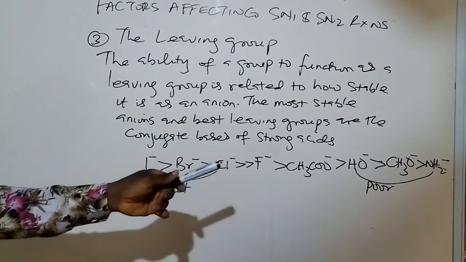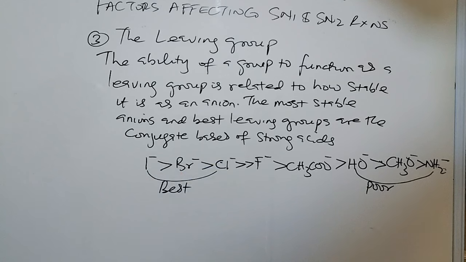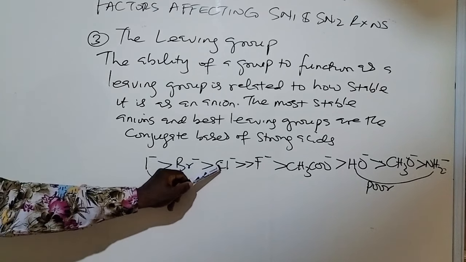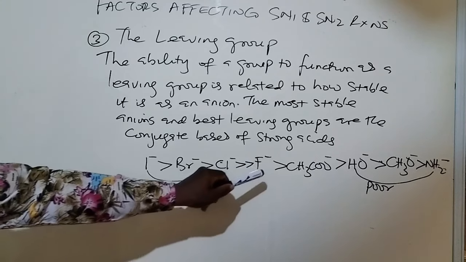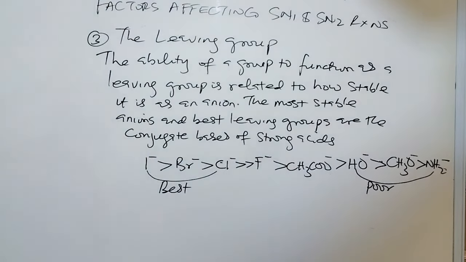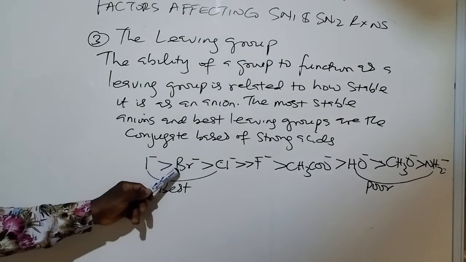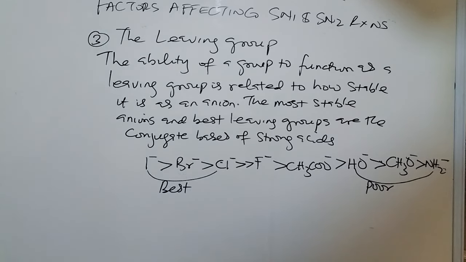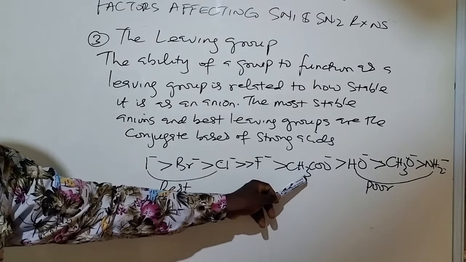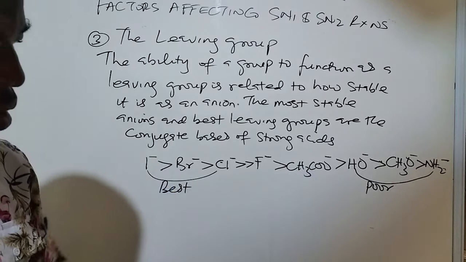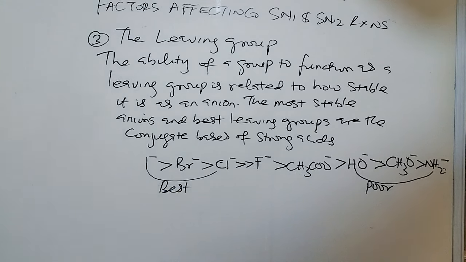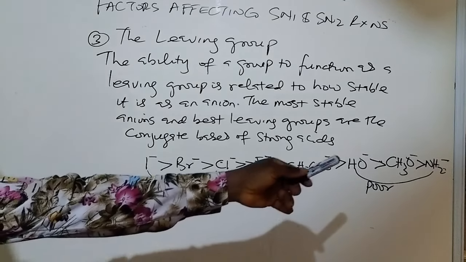Some of the leaving groups are arranged on the board in terms of decreasing stability. You have iodide ion greater than bromide ion, chloride ion, which is far greater than fluoride ion. Fluoride is better than ethanoate ion, greater than hydroxide ion, methoxide ion, and then amino ion. Looking at this arrangement, the best leaving groups are iodide, bromide, and chloride ion, while the worst leaving groups are hydroxide, methoxide, and amino ion. Fluoride and ethanoate ion are considered moderate leaving groups. So this group will easily leave when a nucleophile approaches. They can easily be displaced than these other groups.